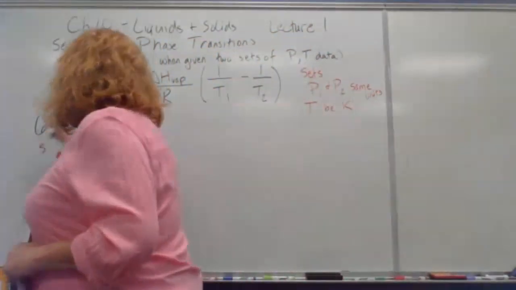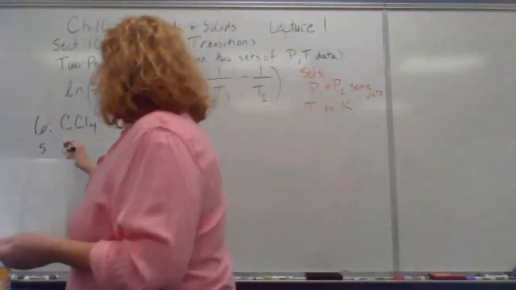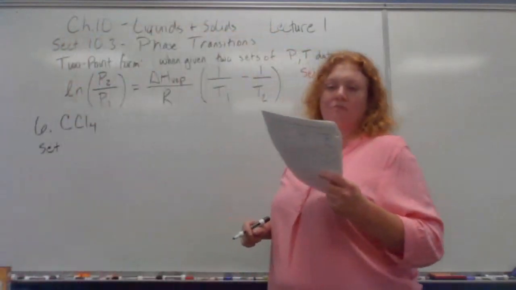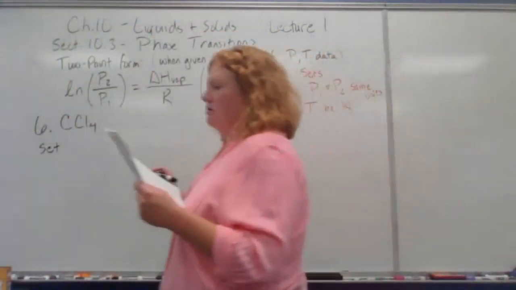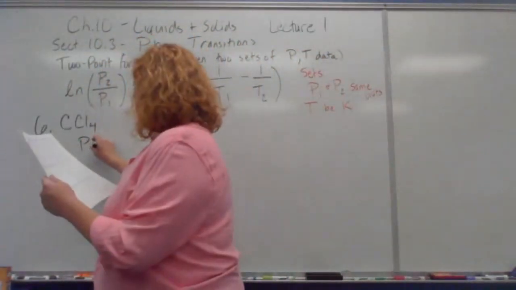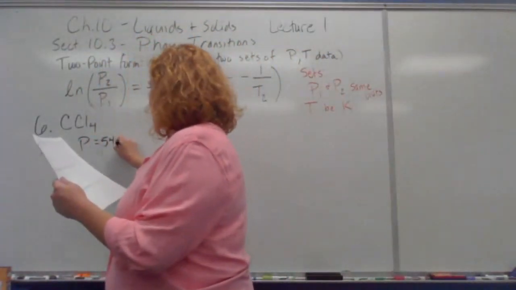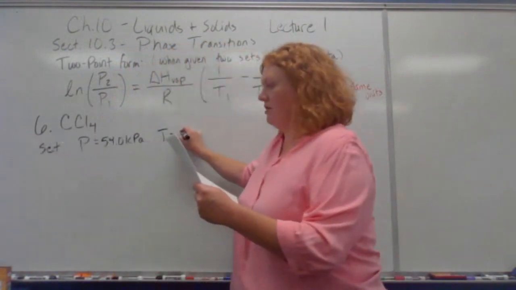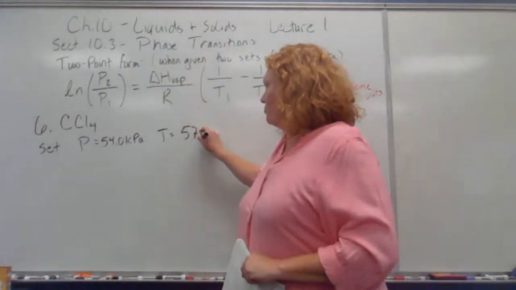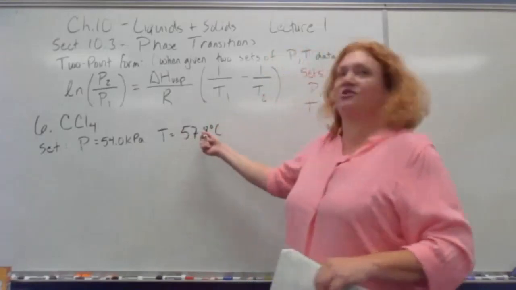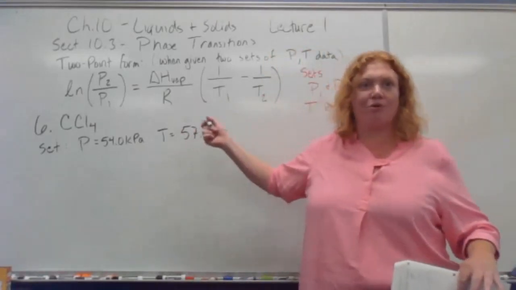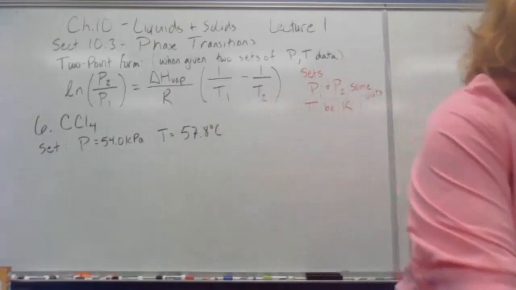What's one of the first pressure temperature data sets that you observe when you read through the question? Give me one. The pressure of carbon tetrachloride is 54.0 kPa at 57.8 degrees Celsius. Okay. Right away, 57.8 degrees C. Guys, right away, go ahead and change that to Kelvin right now. Celsius plus 273.15. Do it right now.